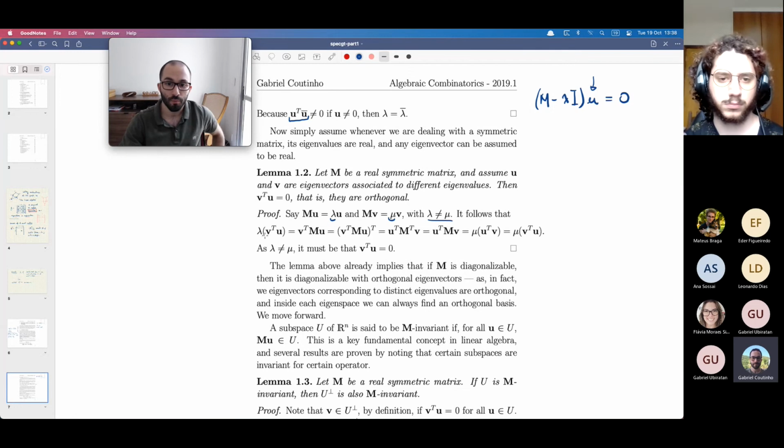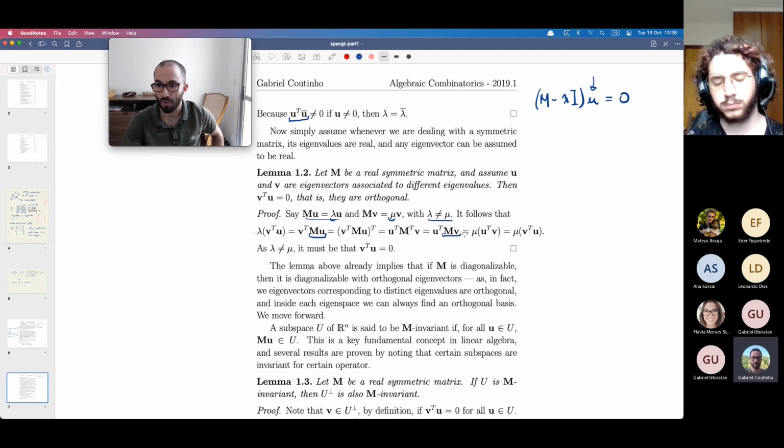So I have lambda times V transpose U. I'm now replacing lambda U by mu because of this eigenvector equation. This is a number, V transpose mu is a number. The transpose of a number is the number, of course. So I'm taking the transpose of the whole thing, applying the transpose to everyone. So U goes to the other side, so it's U transpose M transpose V. M is symmetric, so M transpose is equal to M.